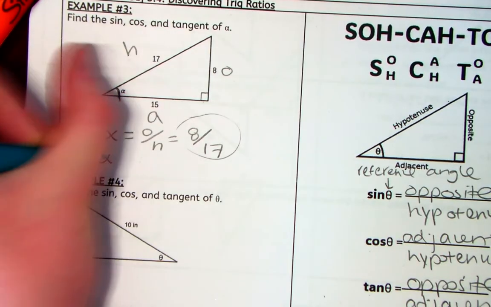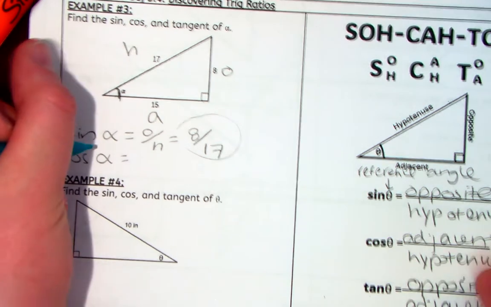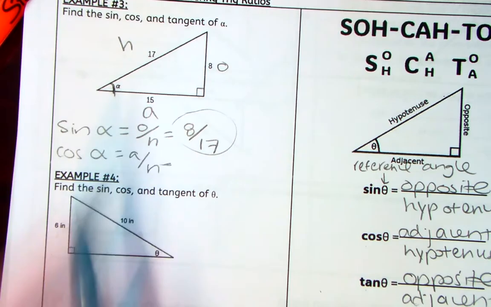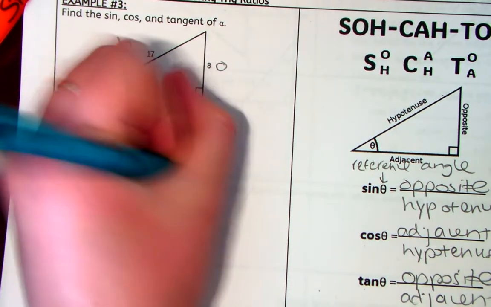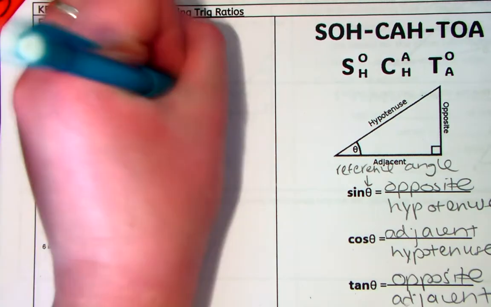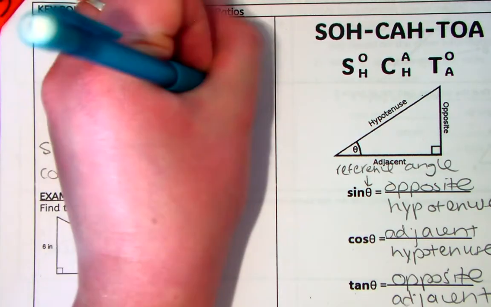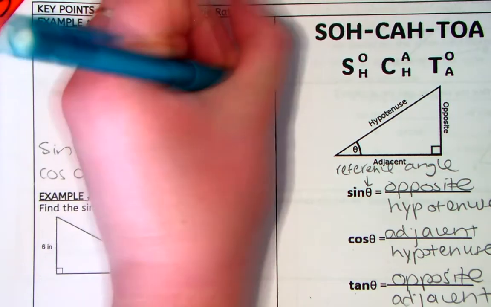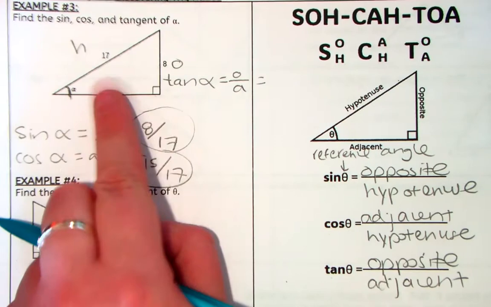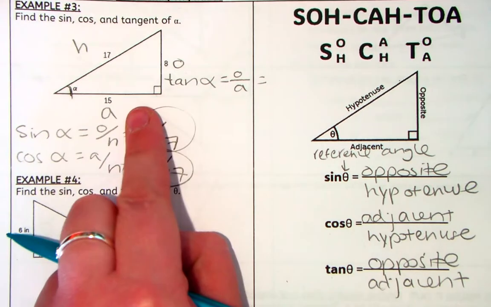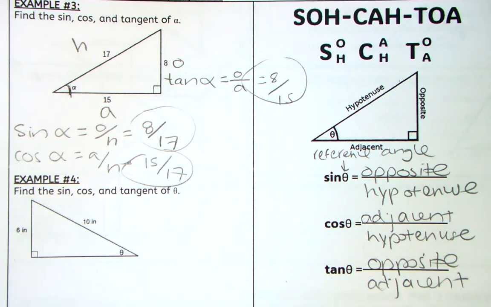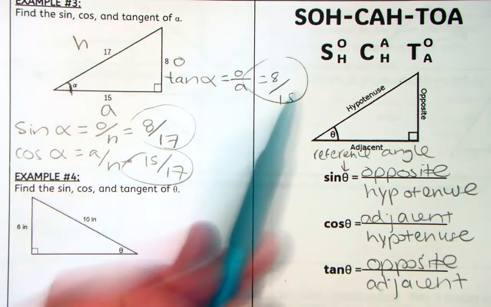Cosine of alpha is equal to adjacent over hypotenuse, which in this case is going to be 15 over 17. Okay? And then tangent of alpha is equal to opposite over adjacent. Right? And so opposite is 8, adjacent is 15. So if you're ever asked to, that's us computing what these values would be by hand. Okay?